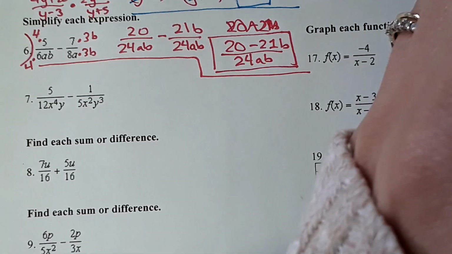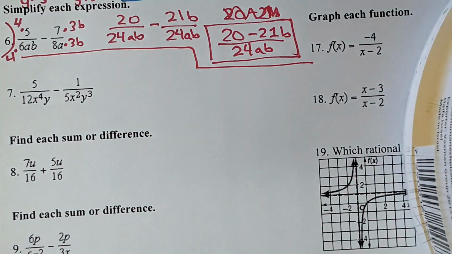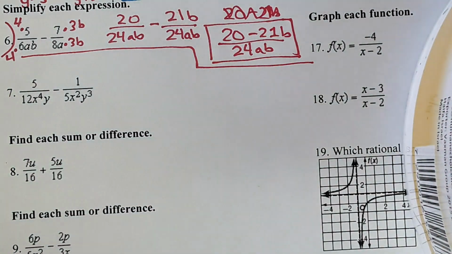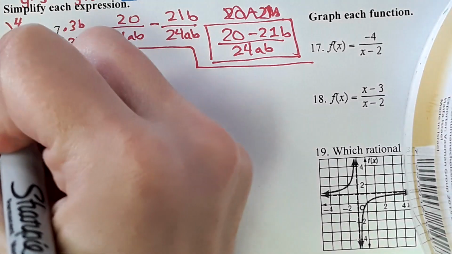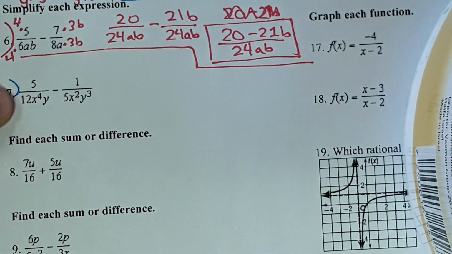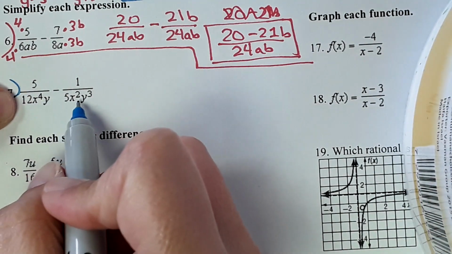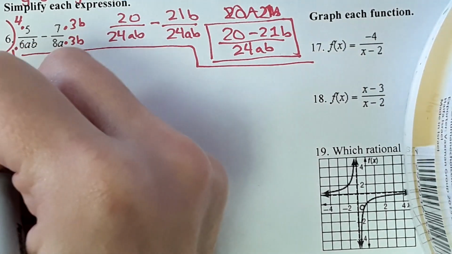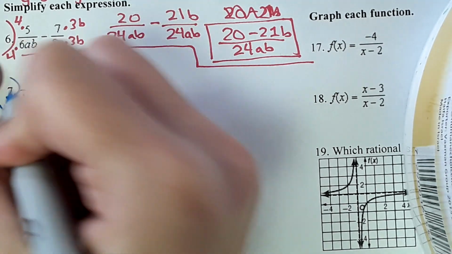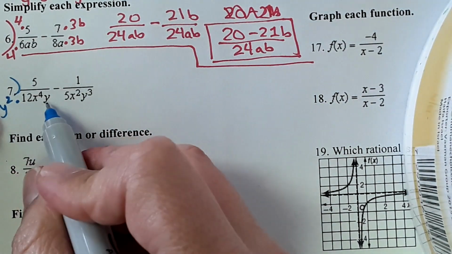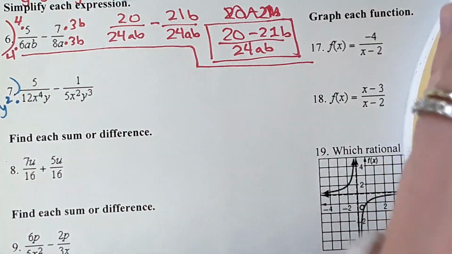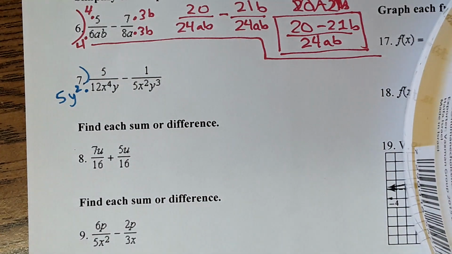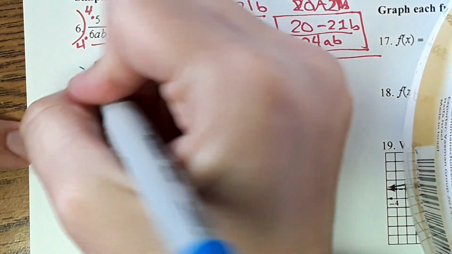Next one, same idea. We need a common denominator. Here, 5 and 12, the least common multiple would be 60. So we're going to multiply by something to get 60, and then this needs a couple more y's. This needs a couple more x's. So here we'll multiply by 5y squared. That'll give us 60, and then the same number of y's that are over here. Then whatever you do to the bottom, you do to the top.